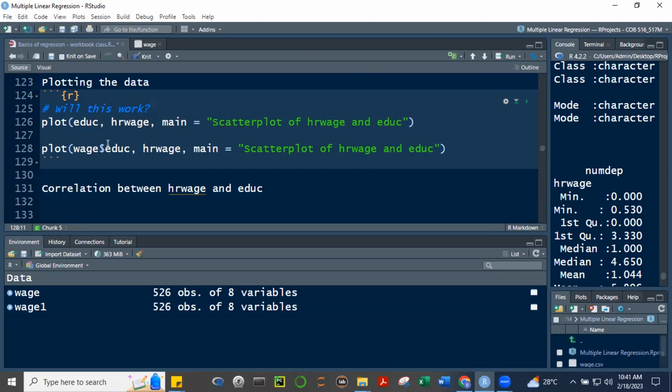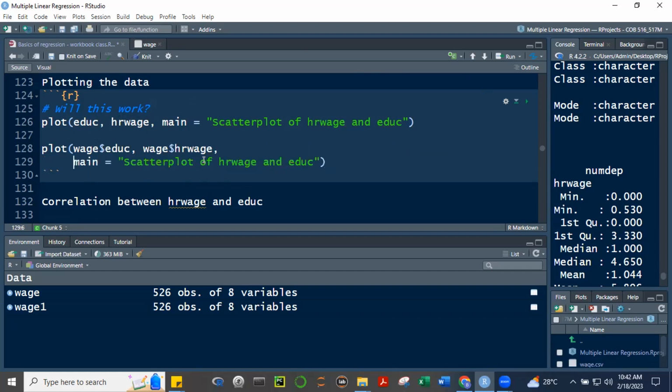$educ. Ibig sabihin nun, that object is coming from wage. So dapat ilalagay natin dito yon, no? Yan. wage$education, wage$hourly wage, no? Unahin natin lagi si x-axis tapos si y-axis. Unahin si independent variable tapos si dependent.